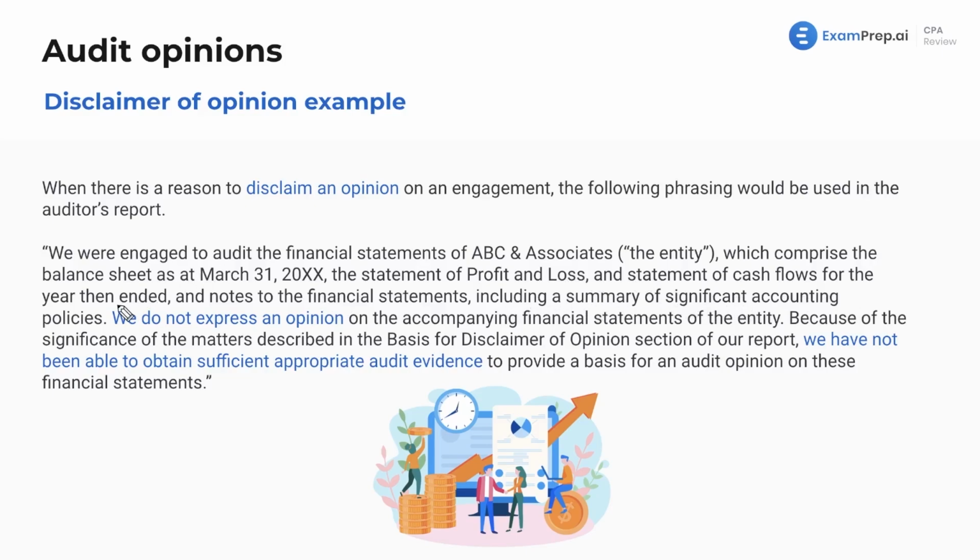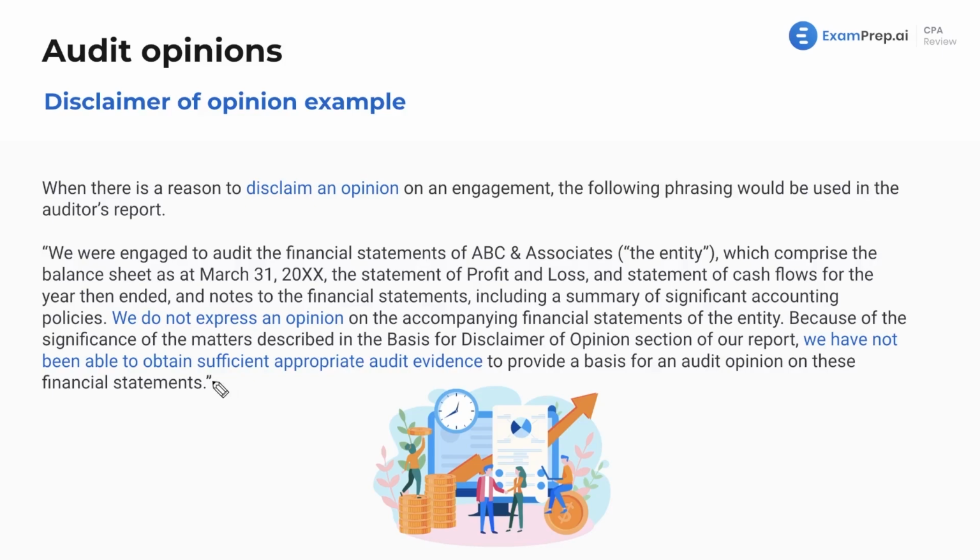So a lot of these items we've discussed in prior lessons. We do not express an opinion on the accompanying financial statements of the entity. Because of the significant matters described in the basis, right, this is where we talk about the reasons why we're getting out of there, we have not been able to obtain sufficient appropriate audit evidence to provide a basis for an audit opinion on these financial statements. There we go. Again, if you want to get familiar with those as much as you can, feel free.